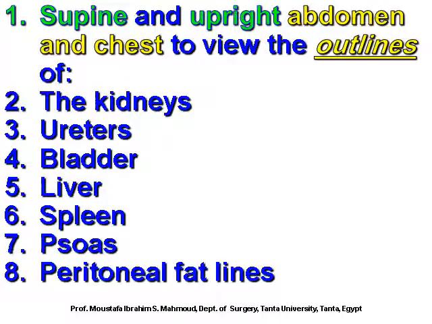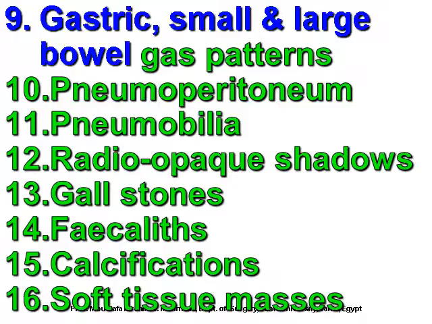Supine and upright abdominal and chest films to view the outlines of the kidneys, the ureters, bladder, liver, spleen, psoas, and peritoneal fat lines. Gastric, small and large bowel gas patterns. Pneumoperitoneum, pneumobilia, radiopaque shadows, gallstones, feculiths, and calcification in soft tissue masses.